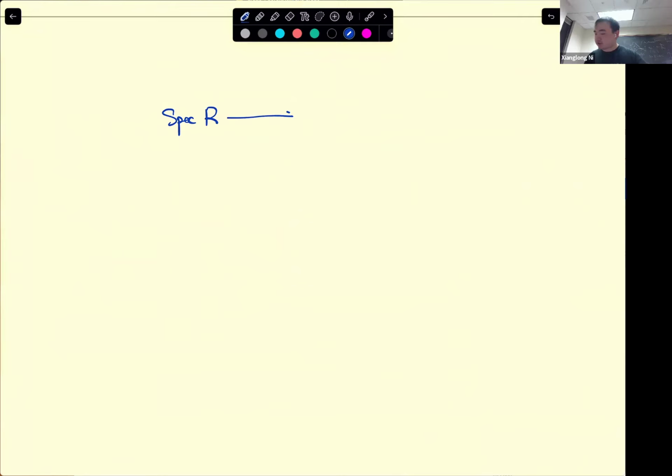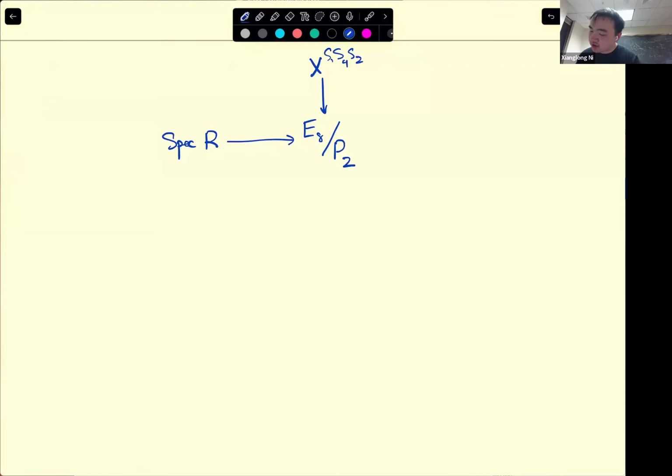So the idea here is that, as I wrote in statement 3, it asserts the existence of some map from spec R to E8 mod P2 with some property. In particular, I have this Schubert variety X_{S2 S4 S3} here, and the claim is that spec R mod I is the preimage of that Schubert variety under the map F. But what does this mean more concretely or more explicitly? So E8 mod P2, being this homogeneous space of E8, admits a Plücker embedding into the projectivization of a certain fundamental representation of E8.